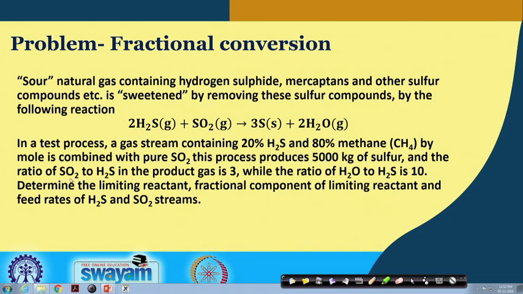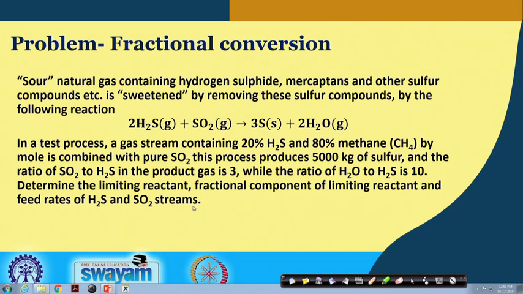The ratio of sulfur dioxide to hydrogen sulfide in the product gas is coming to be 3, while the ratio of water vapor to H2S is coming to 10. So we have to determine the limiting reactant, the fractional component of the limiting reactant, and the feed rates of H2S and SO2 streams.